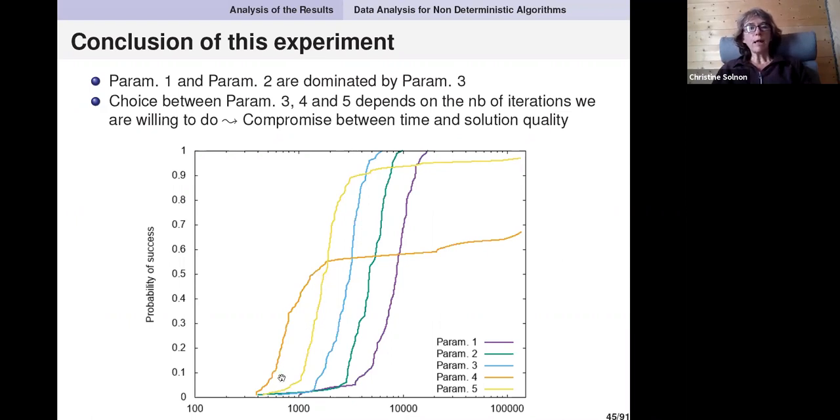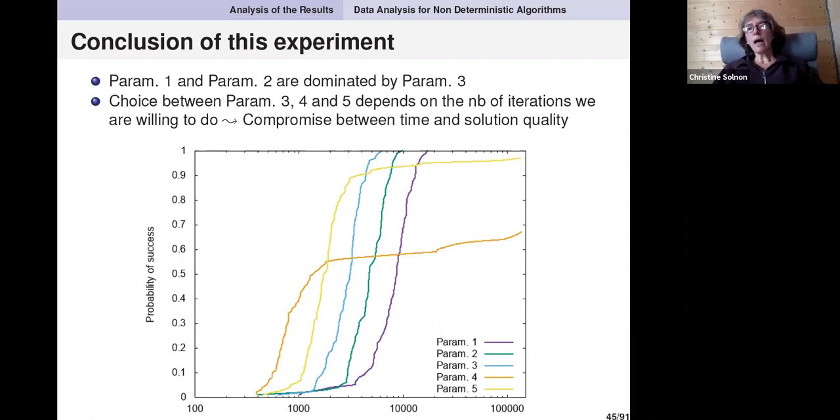If I want to maximize the probability to find a solution within a very short time limit, smaller than 1,000 iterations, then the best parameter is parameter 4. Whereas if I have a lot of time, and I am willing to wait more than 10,000 cycles, then the best parameter setting is the blue one. Okay, no question on this experiment?